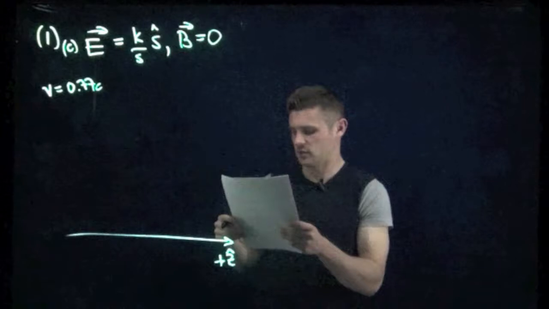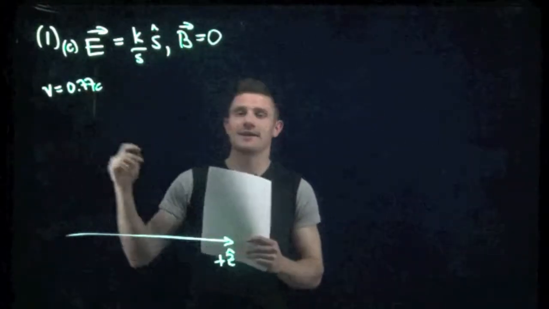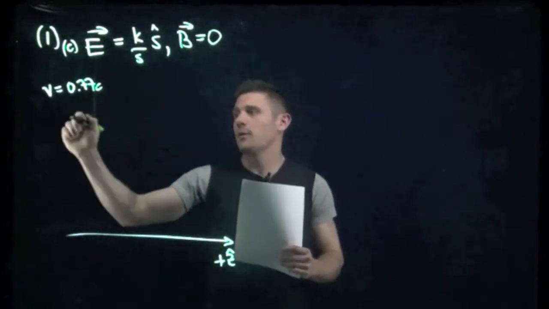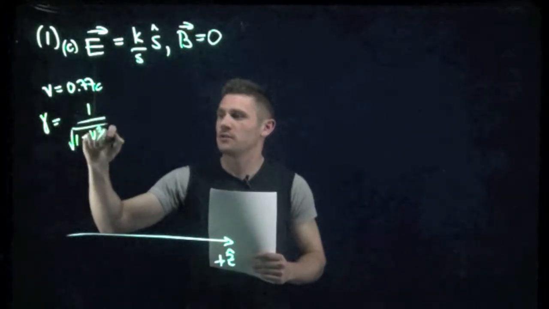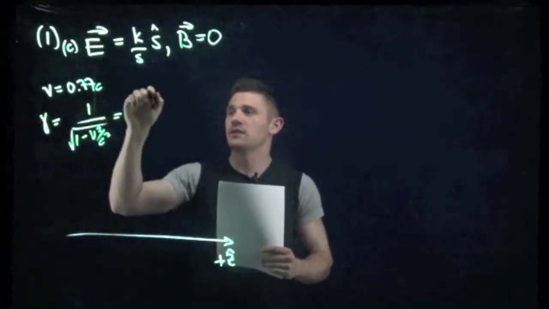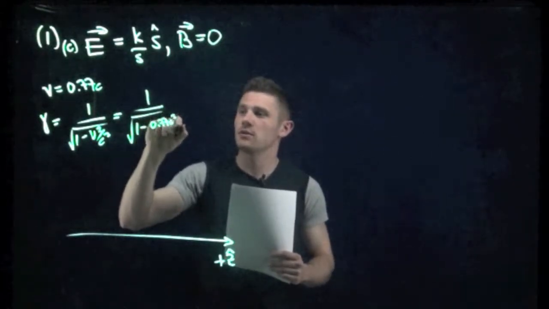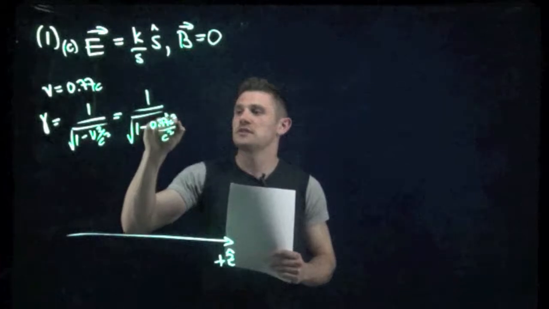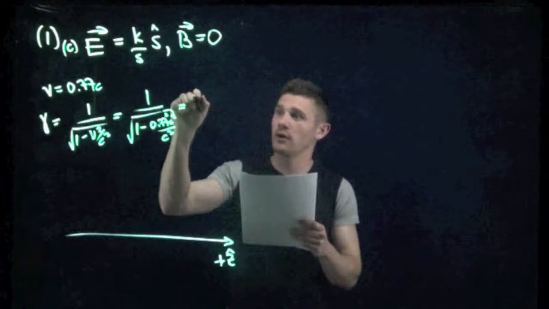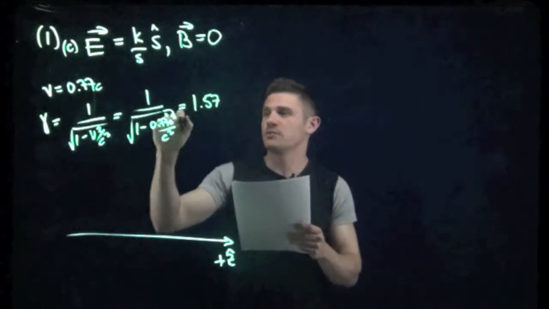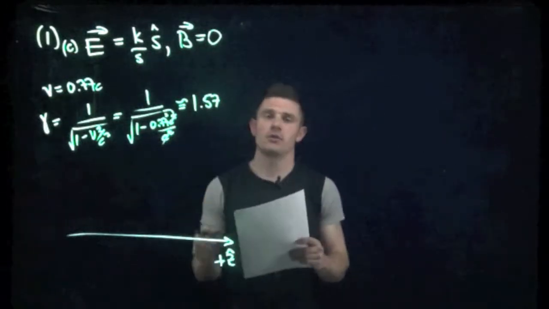So a good place to start with these questions, which apparently I didn't start with, but we'll start with quickly here, is to find gamma. So we know the velocity v, and we know that the Lorentz factor gamma is 1 over the square root of 1 minus v squared over c squared. So we can plug this in and say that we have 1 minus 0.77 squared c squared over c squared. The c squareds will cancel. You can plug that into your calculator and get approximately 1.57.